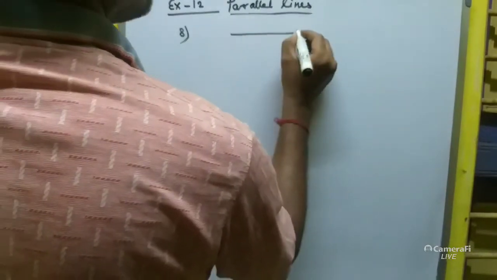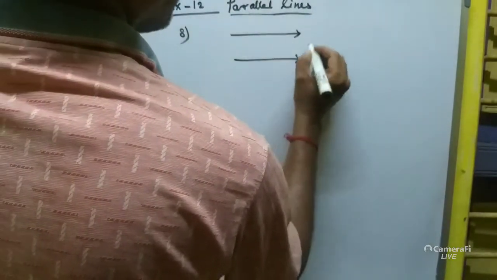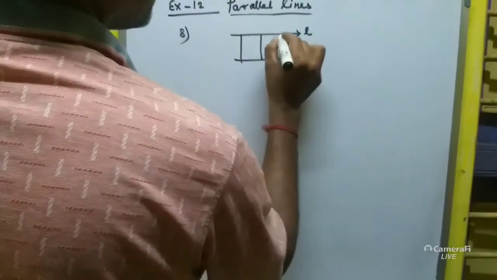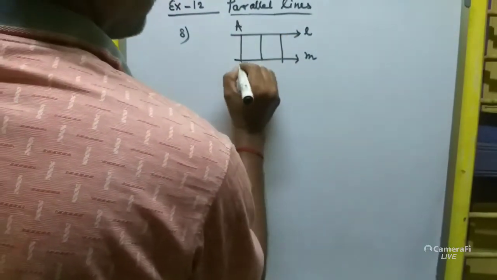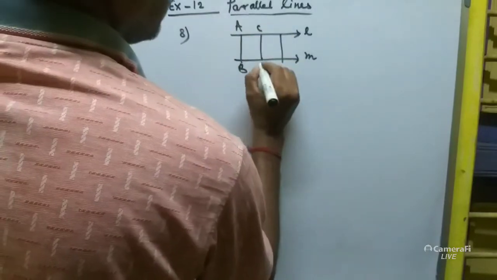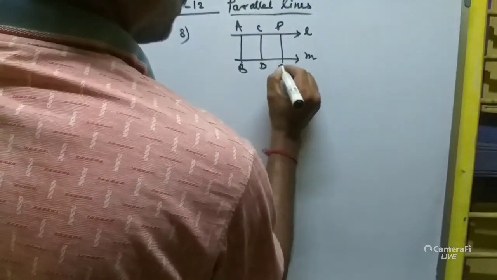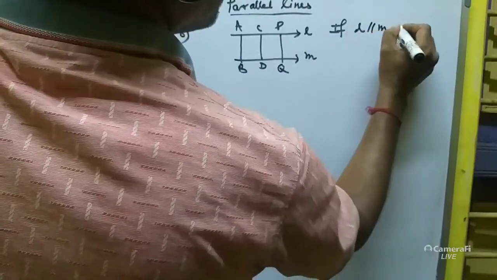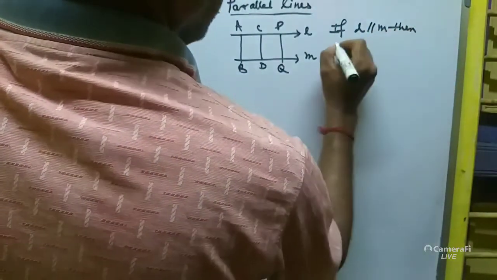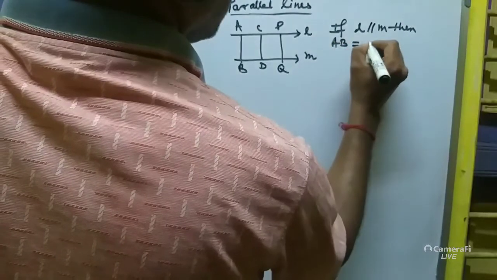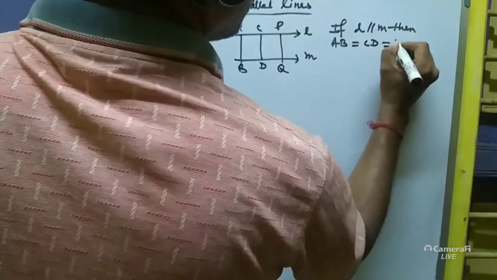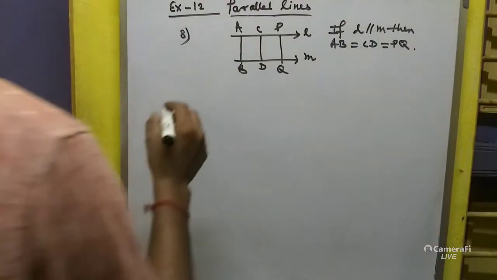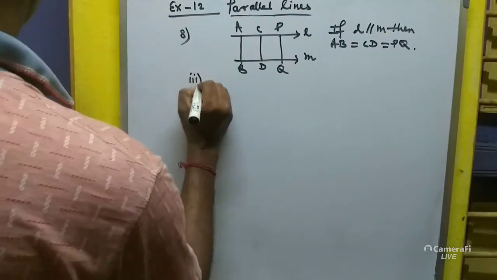Yes, this is true, because look, this is L and this is M. So find the distances. All are the same: AB, CD, PQ. If L is parallel to M, then AB must be equal to CD, must be equal to PQ. So this is very important. Next one.